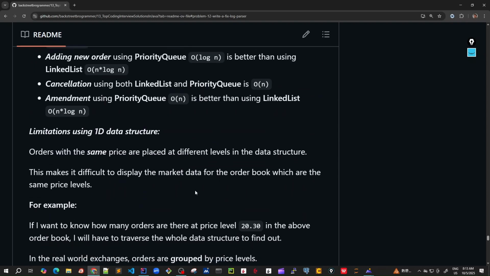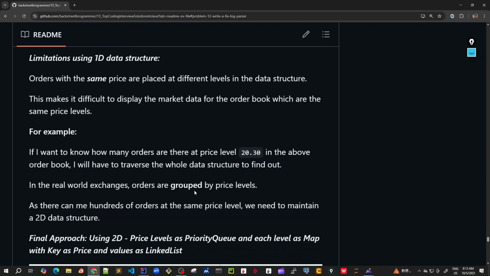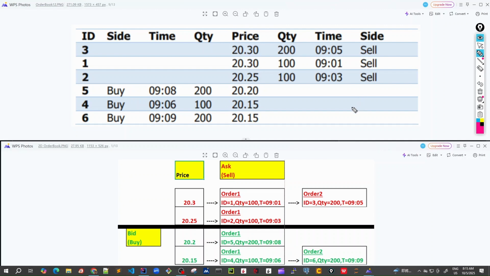And in real world exchanges, from my experience, what I have seen is that orders are grouped by price levels. Let me show it in a diagram. So this is what I mean by a two-dimensional order book. The top one is our one-dimensional order book, in which we are maintaining different price levels for the same price but for a different time. If I transform this whole thing into a 2D order book, this is how it will look.